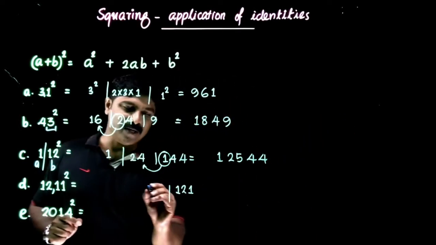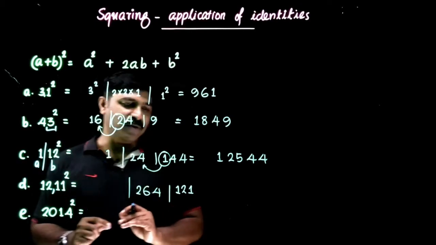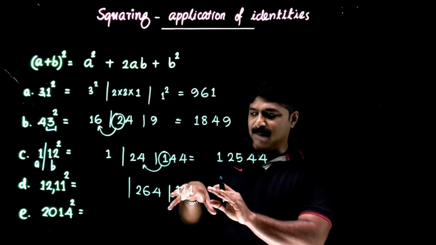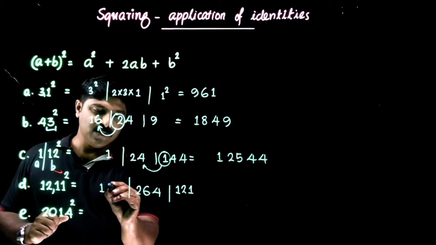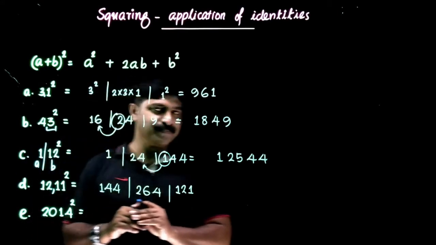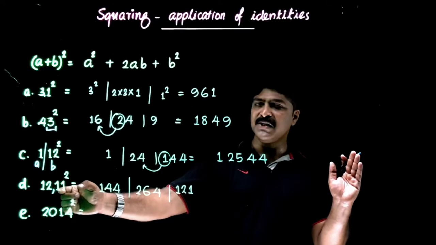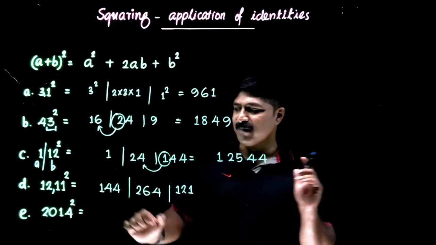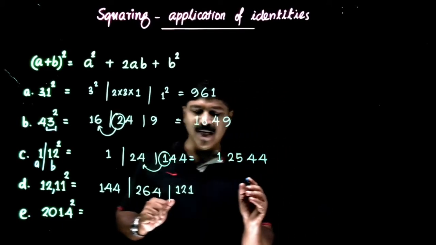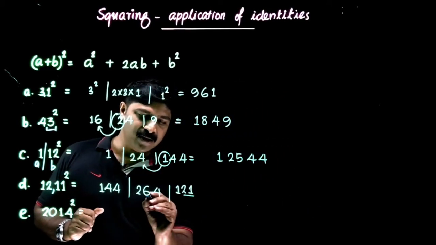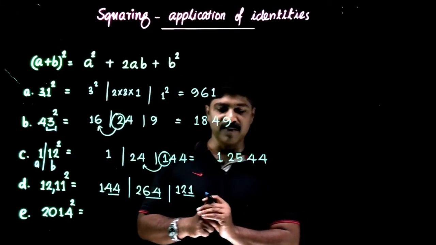You have to write the second observation, that is 264. And the last step here, that is 12 square. So what is 12 square? That is 144. Here again, you just observe how many digits are in the rightmost group. There are exactly 2 digits. Therefore, take only 2 digits from each step of operation: 21, 64, 44. But don't forget there are some carry forward values too.